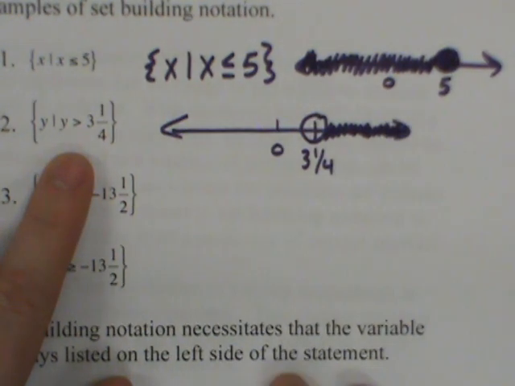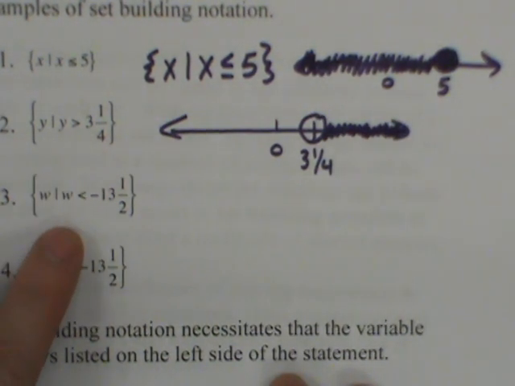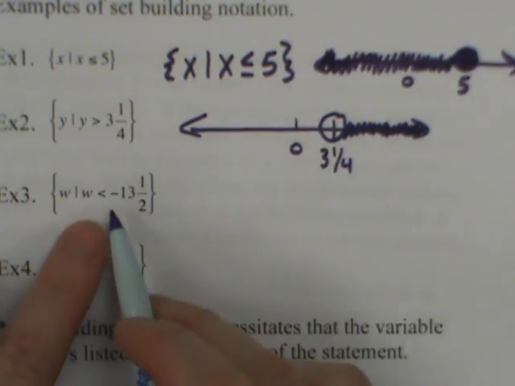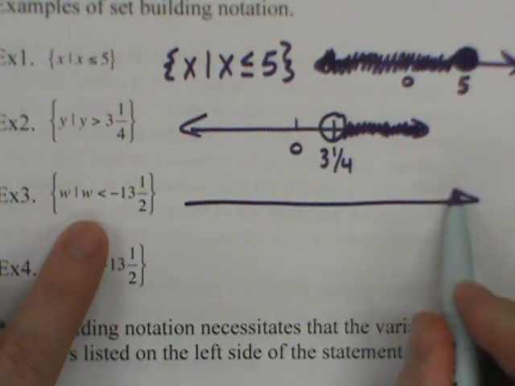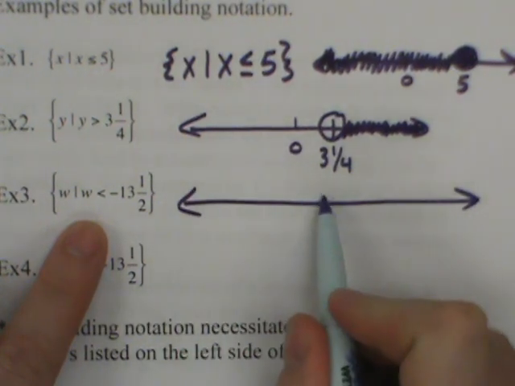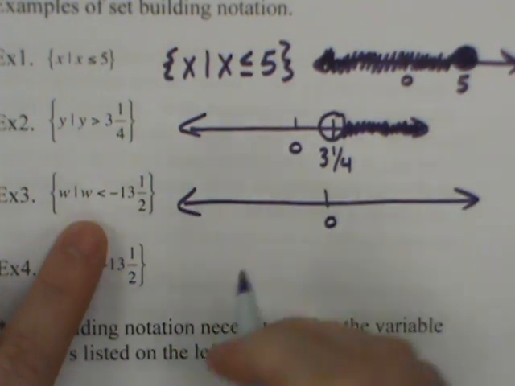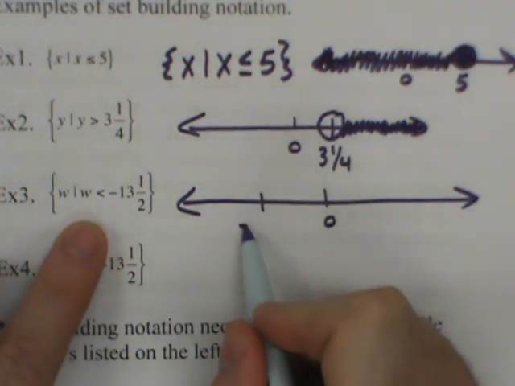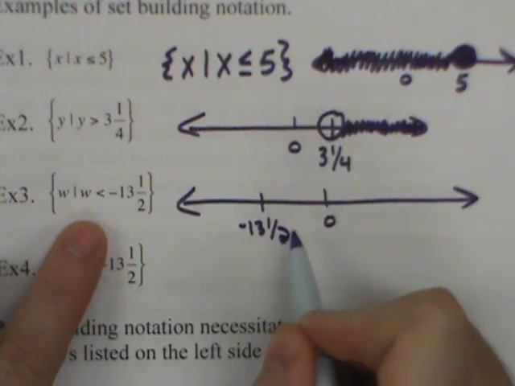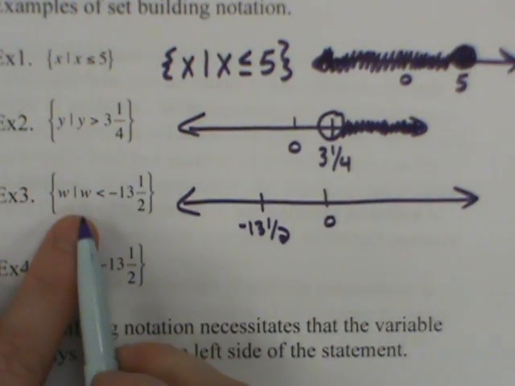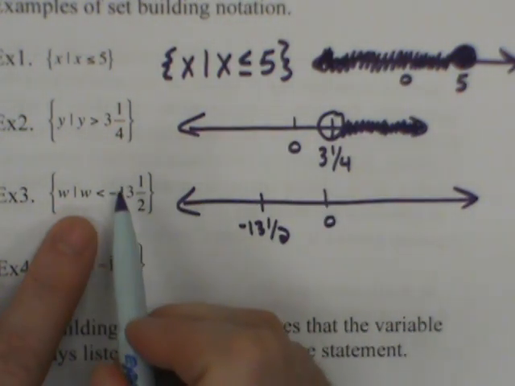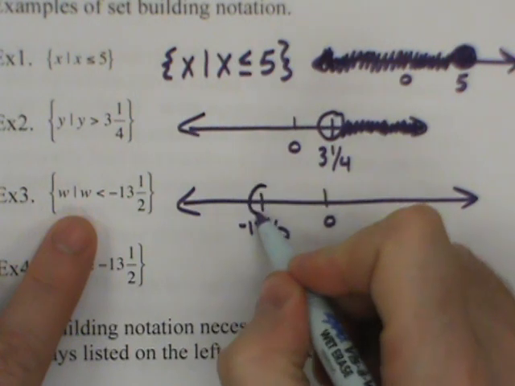Just like that. For the third example, it says the set W such that W is less than negative 13 and 1/2. So here's my 0. I'll know that negative 13 and 1/2 is going to be to the left. So I go negative 13 and 1/2. Now it says strictly less than. So should I color in the circle? No, because it doesn't have the equal. I have to exclude that value.